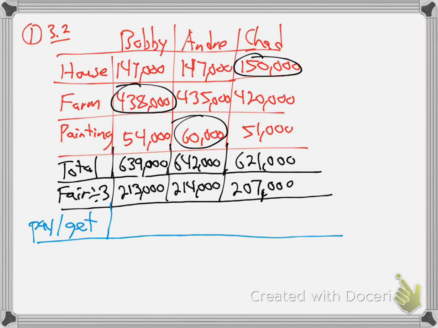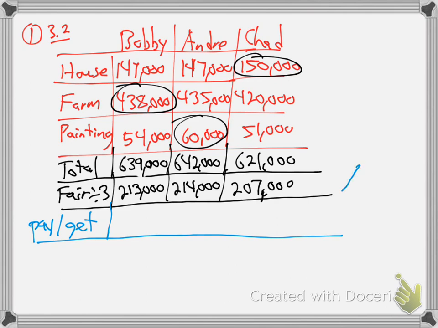If you get stuff that's too valuable, like Bobby, he's being given the farm. I mean, that's just too much, right? He's going to have to pay back some money because he's getting too much. Whereas, like, Andre's only getting the painting. You know, he's going to have to get some money with that painting to have a fair share. So remember how we do the pay-get column.